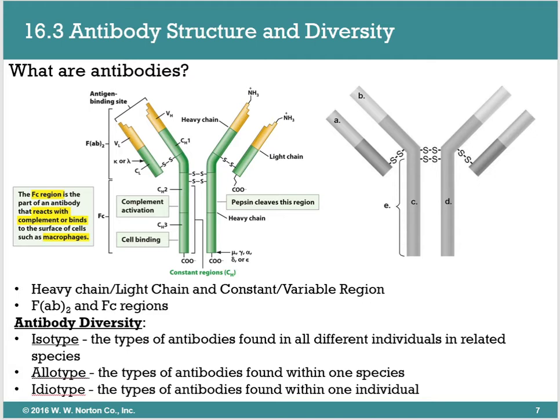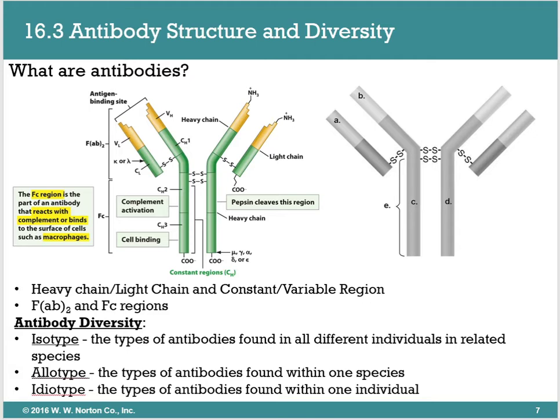And then we have idiotypes. Idiotypes are antibodies that are specific to a person. Such as, my antibodies are going to be different from my parents', from my sister's, from my husband's. That is specific to you. Okay? Okie dokie. So with that, let's go into the different types of antibodies.